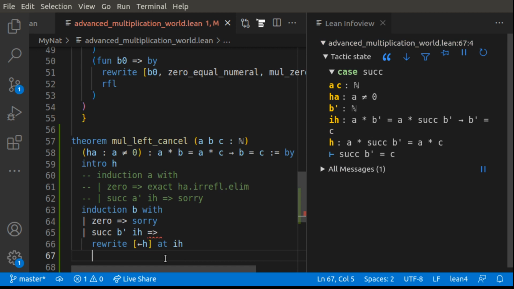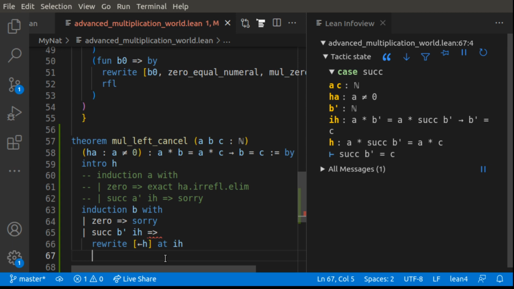Now we have inductive hypothesis: A times B prime equals A times successor B prime implies that, and we know false implies anything. So maybe we can get, is this progress? I don't even know. I guess false implies everything, but if we get false implies B prime equals C, we get B prime equals C, then we get B prime equals B prime. Okay, I think this angle of attack could work.